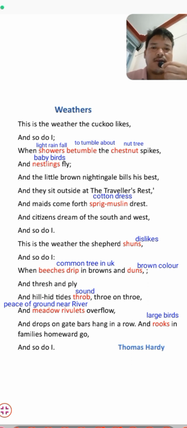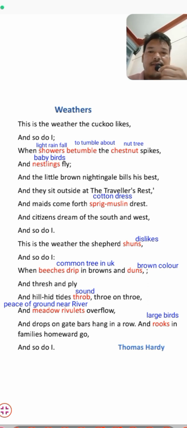This is the weather the cuckoos likes, and so do I. When showers we tumble, the chestnut spikes, and the nestlings fly. And the little brown nightingale builds his best, and they sit outside at the traveler's rest. At maids come for spring muslin rest, and citizen dreams of south and west, and so do I.